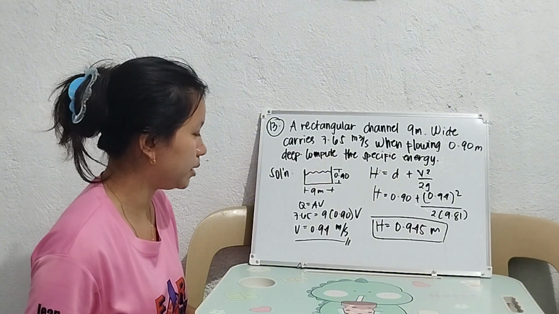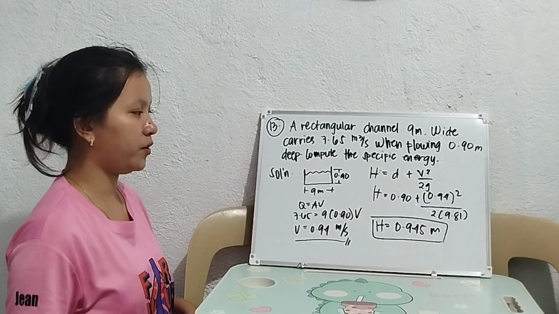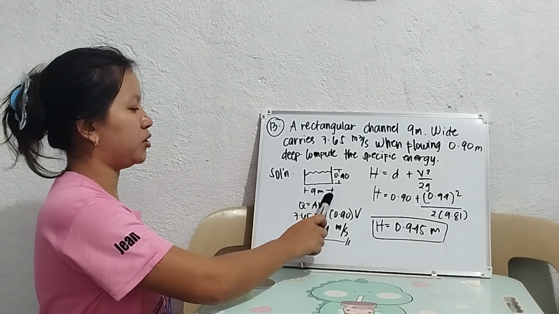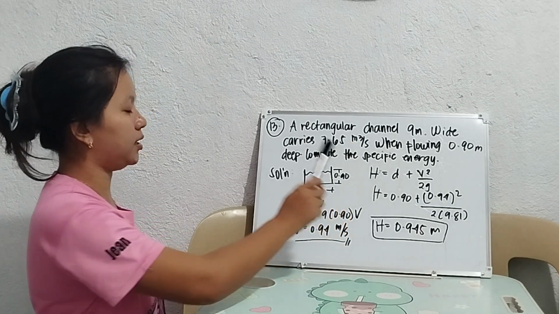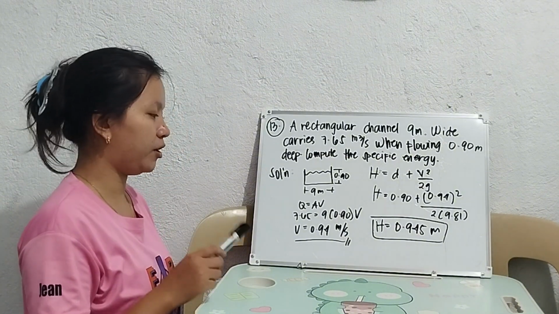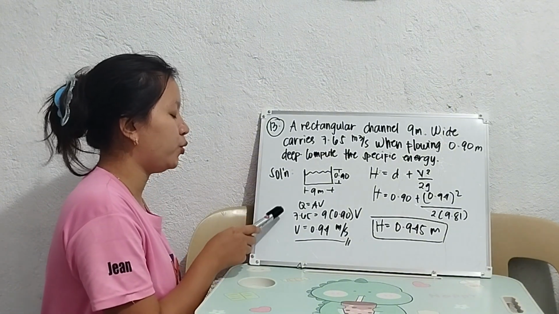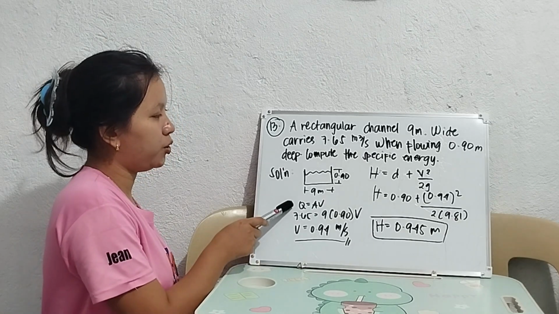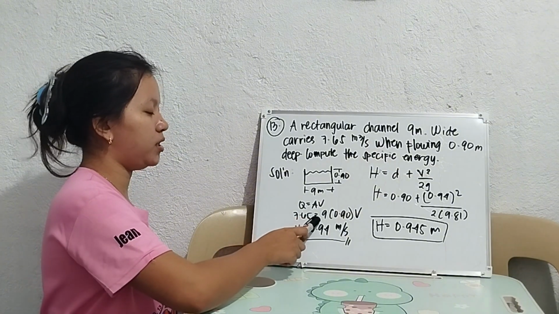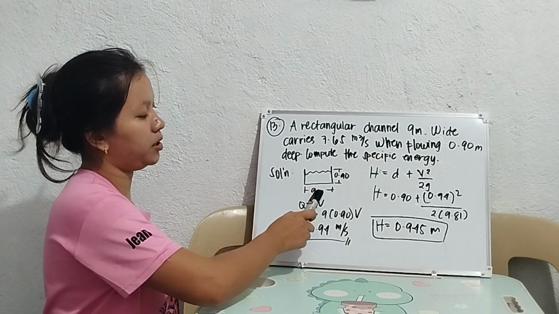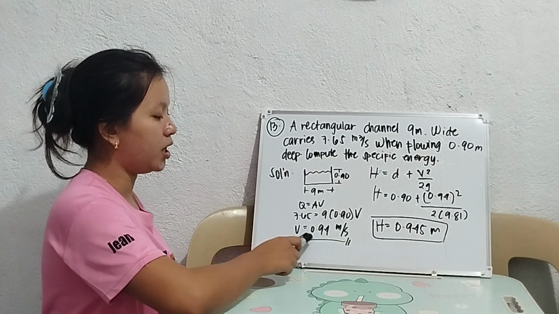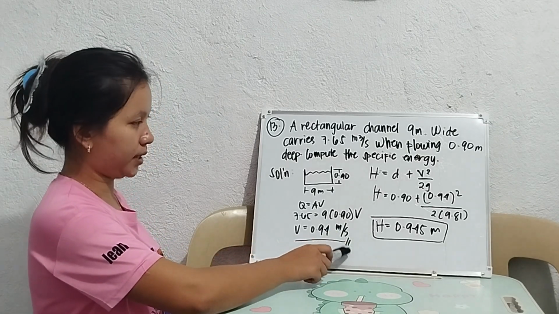So, for number 13, a rectangular channel, 9 meters wide, carries 7.65 cubic meter per second when flowing 0.90 meters deep. Compute the specific energy. So, this is the rectangular channel, where we have 9 meters width and 0.90 depth. So, first, we will compute the velocity. So, we have the formula Q is equal to AV, where Q is 7.65 cubic meter per second, equals, since this is rectangular, 9 meter times 0.90 times V. So, we have the velocity of 0.94 meter per second.